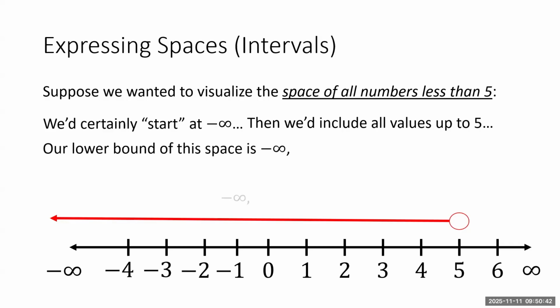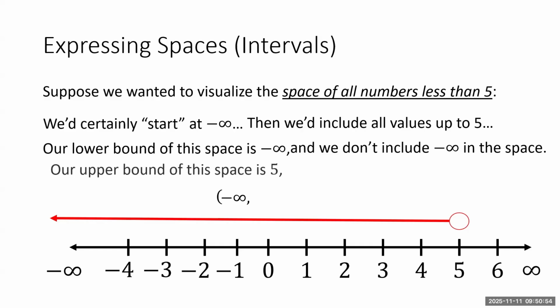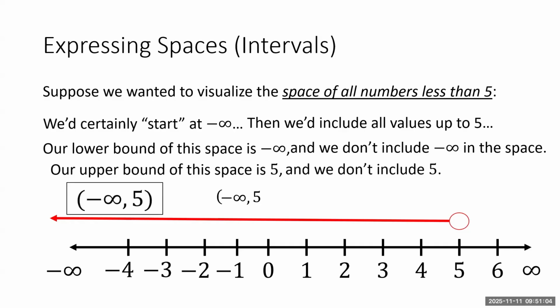The lower bound of our space is negative infinity. So we have negative infinity and then a comma. And we don't include negative infinity in the space, so we put a parenthesis around the negative infinity on the left-hand side. The upper bound of our space is 5, so after the comma, we put a 5. And since we don't include 5, we also put a parenthesis around the right-hand side of 5. And so now we have our interval, which we write as parenthesis, negative infinity, comma, 5 parenthesis.